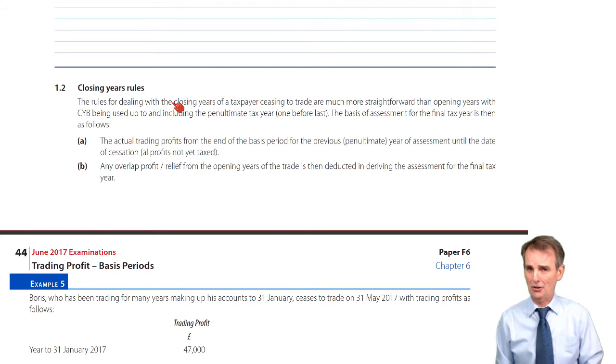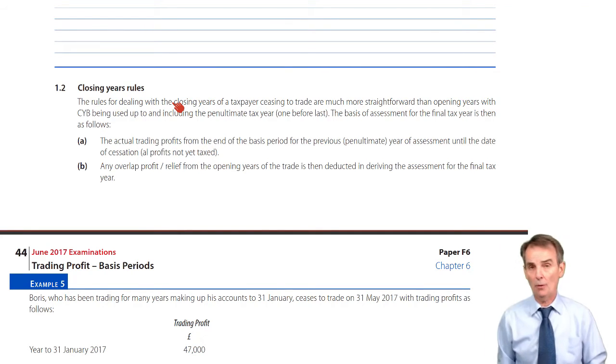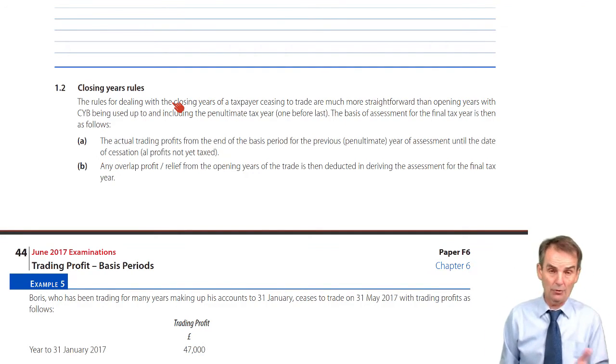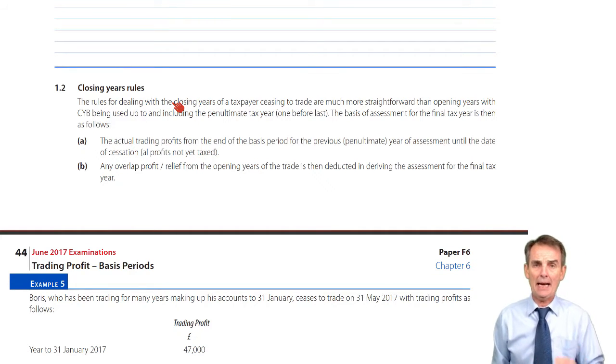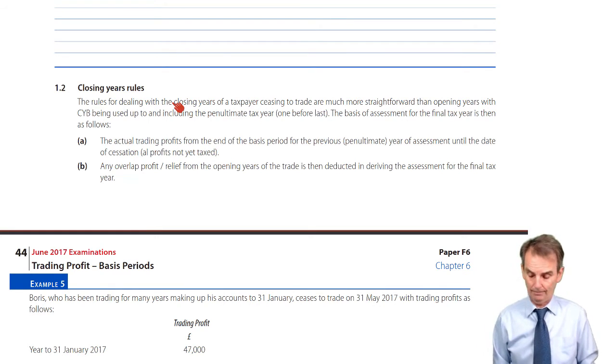Maybe therefore, let's say that's what you get in your exam. But pause now, work those examples through, 2 through to 4. Check it out with the answer at the back. Make sure that you are happy with them, and then pick it up again from this point onwards, where we'll deal with those closing year rules.